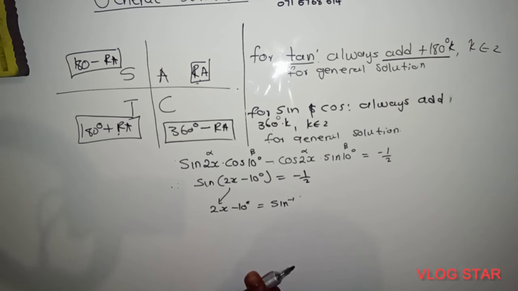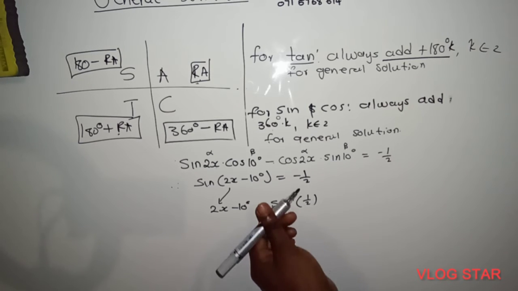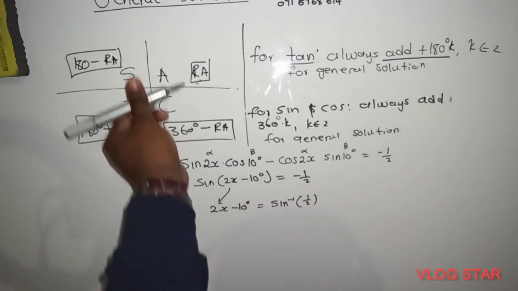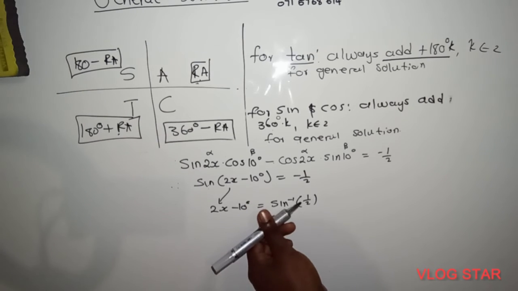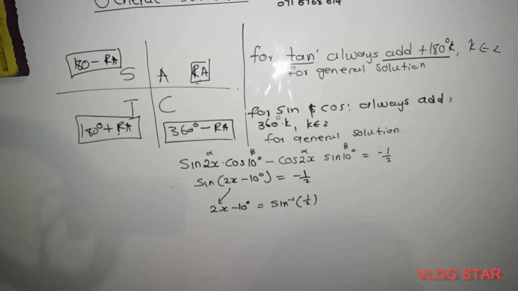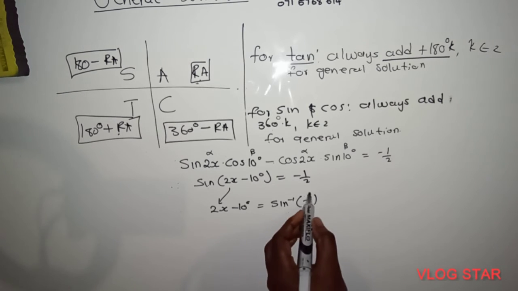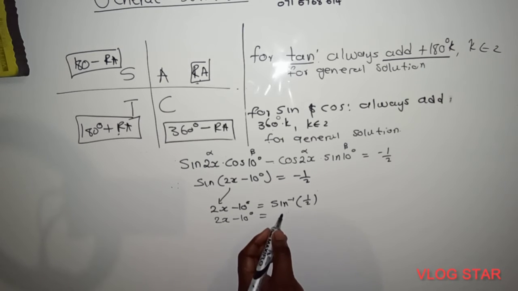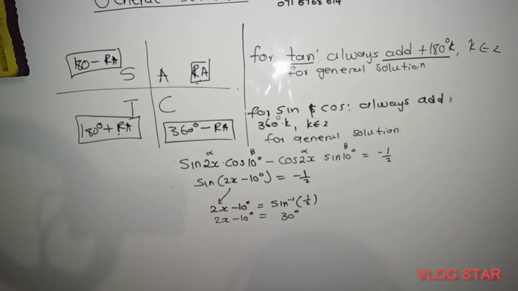Keep in mind that this negative, we don't substitute it here when we solve the general solution. It is only telling us where sine is negative on our Cartesian plane. We don't substitute the negative sign here when we solve the general solution, so be careful on that. So this is our reference angle: I'm having 2x minus 10 degrees equal to the reference angle, which is just 30 degrees, the way it is.